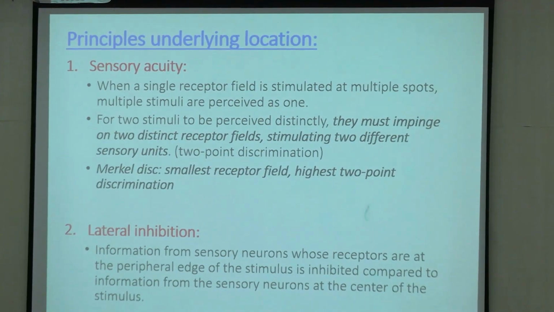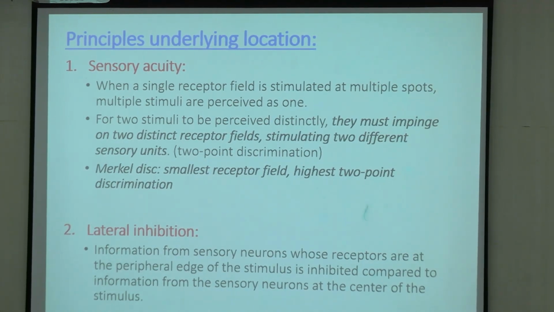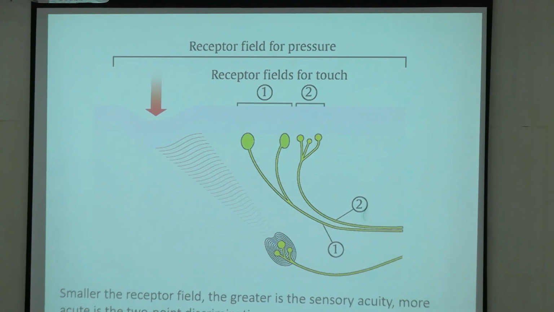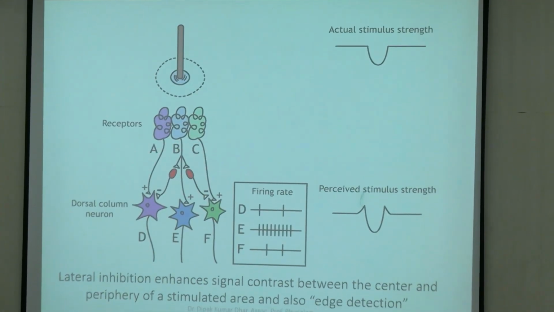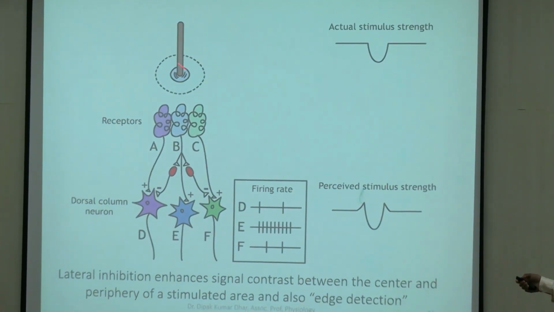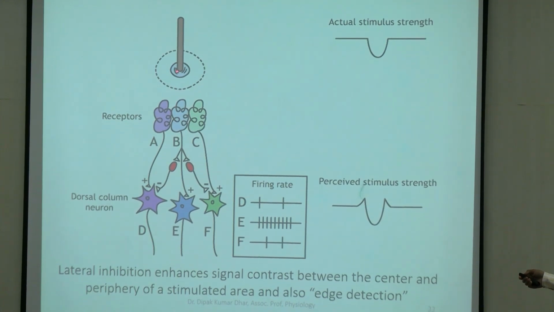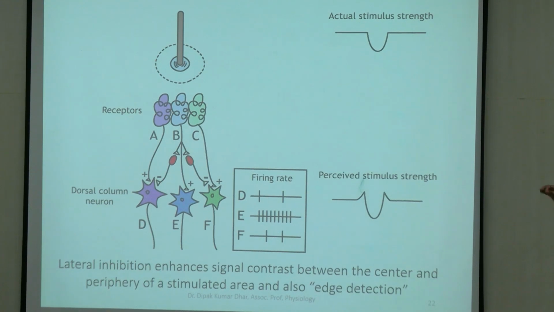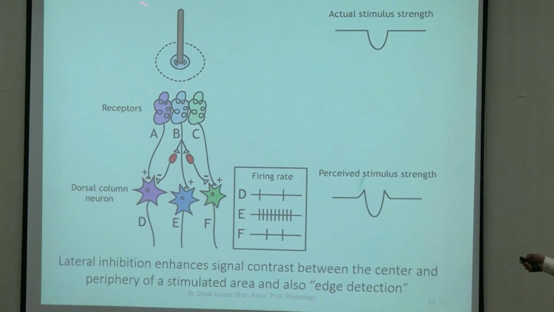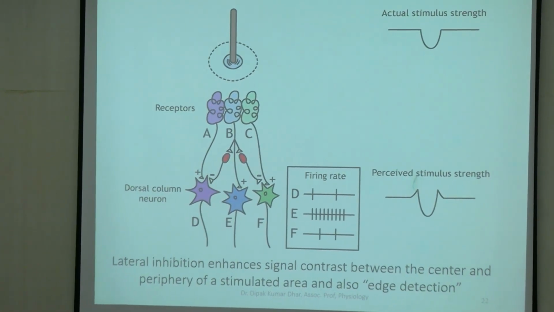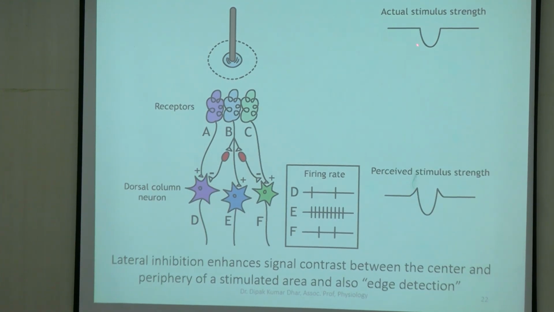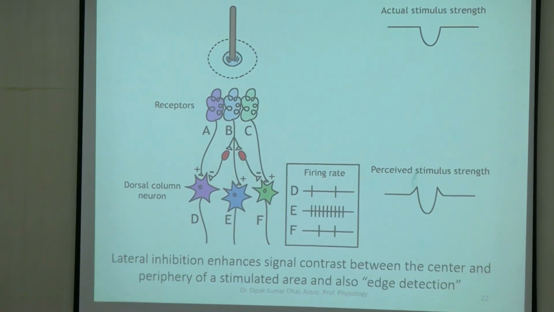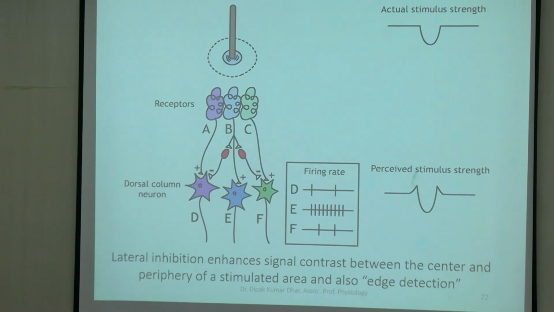Lateral inhibition. One more very interesting property in sensory physiology is whenever there is a stimulus in the center. So I'll come to this, let's understand this first. So this is a receptor, this is the receptive field of the receptor, and in the center there is a stimulus. This brown one is a stimulus that is there, right? This is the actual strength of the stimulus. This is the amount of deformation that is there on the skin.